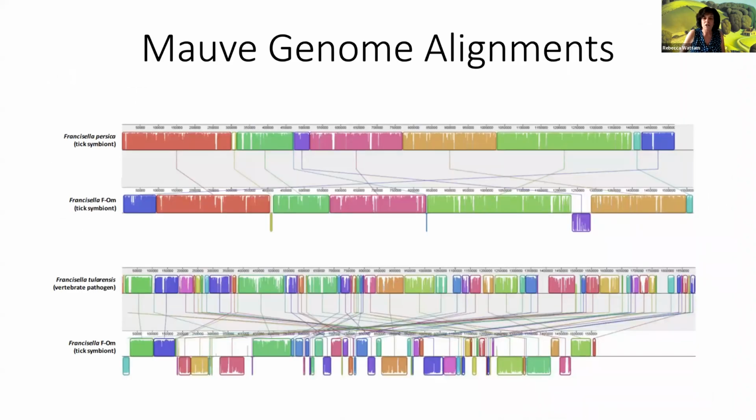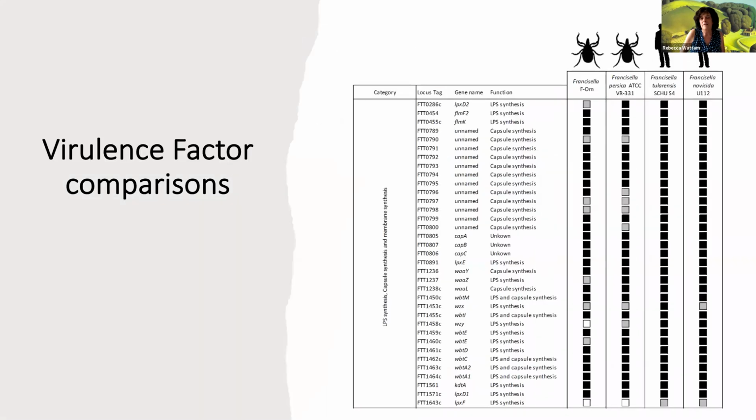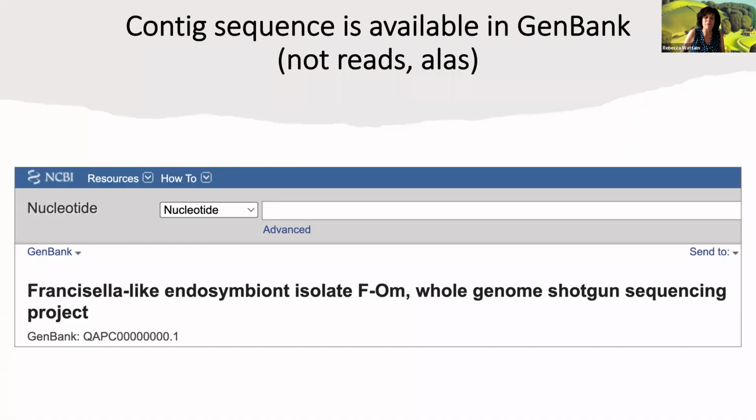They did MAUVE genome alignments, looking at rearrangements between the isolate that they had from the tick and another tick endosymbiont, and a vertebrate pathogen and the tick symbiont. And then they compared the pathway genes and the virulence factors. So this team had deep bioinformatic cred.